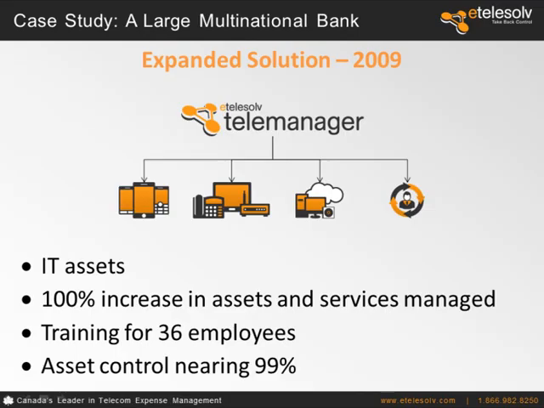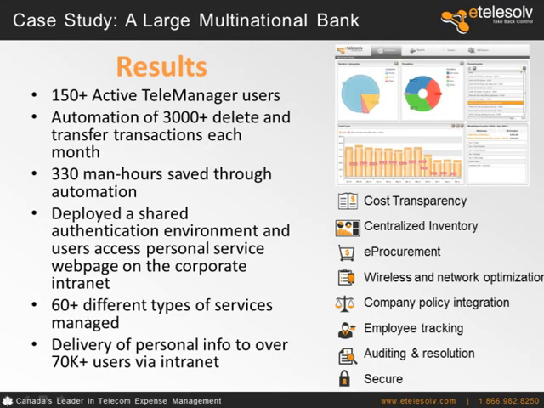The result of this was an astounding 99% of assets being controlled. What that meant was we had now installed the philosophy that was the catalyst behind this entire project, and that was ensuring that ownership of every single asset was identified back to a single employee who was accountable for it. That was accomplished. Some of the results that came out of this: we have a number of employees who are actively power users within the system. You can see 150 different users are coming into the tool.